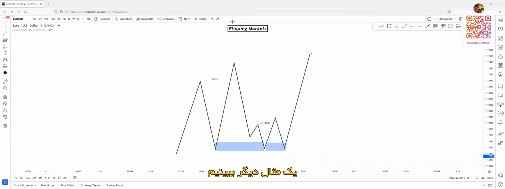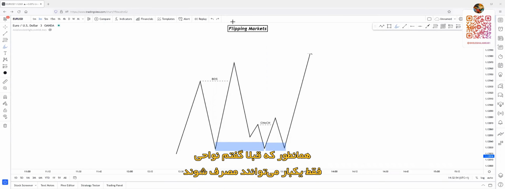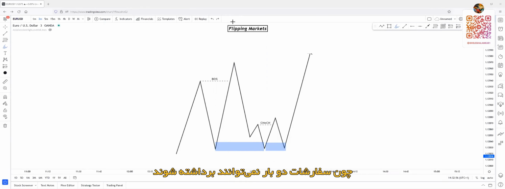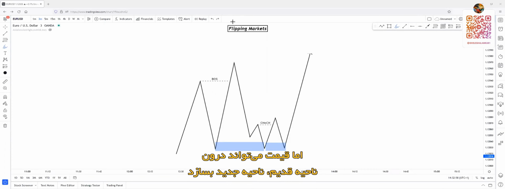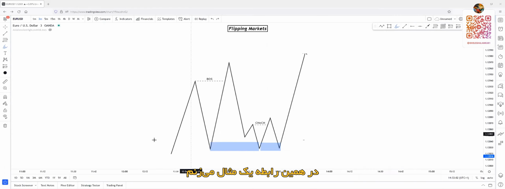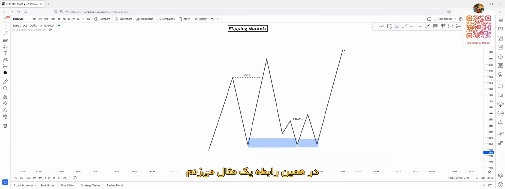So let's see another example. As I said earlier, a zone can be mitigated only once because orders can't be picked up twice, but price can form another zone inside of the old one. So I brought an example for this one.